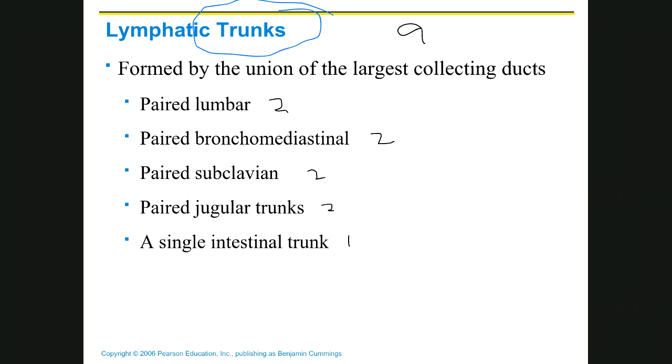Their name tells you exactly where they are. Where's the lumbar? Remember, that's the lower part of the back. So what this drains is your legs. Broncho refers to lungs, and mediastinum, remember, is the middle part of the chest. This is going to be in the middle of the chest, and it's going to drain the chest. And then subclavian, that's going to drain the arms, 1 on each side, and the shoulders, 1 on each side.